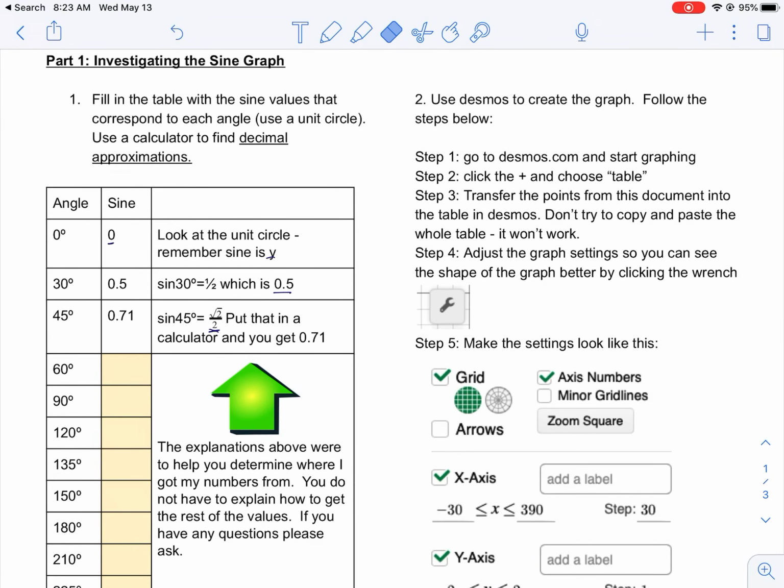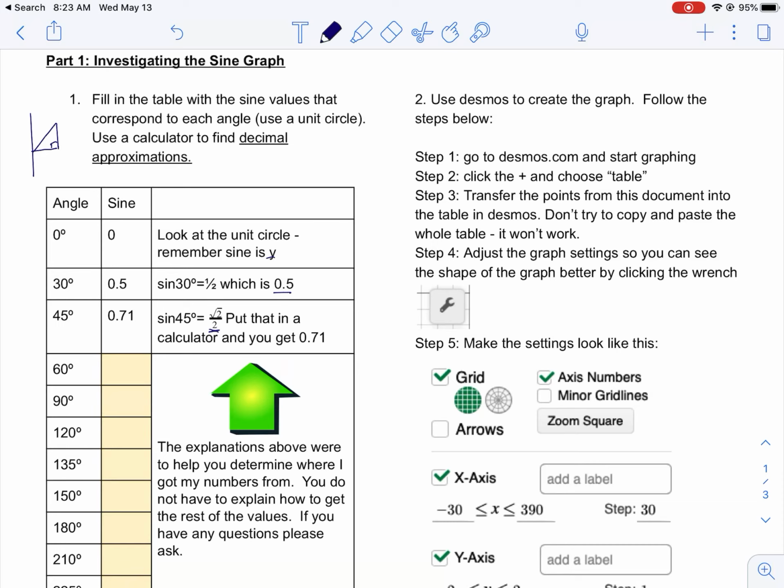I'm going to go over the graph for the sine graph, okay? And that should help you with the cosine for Tuesday. So, remember the unit circle, okay? Remember that we discovered that you can draw a little right triangle here.